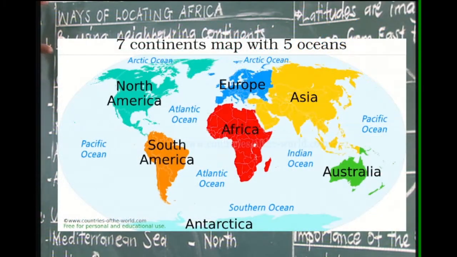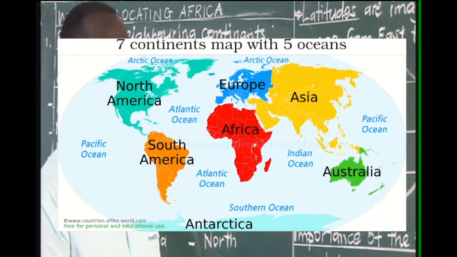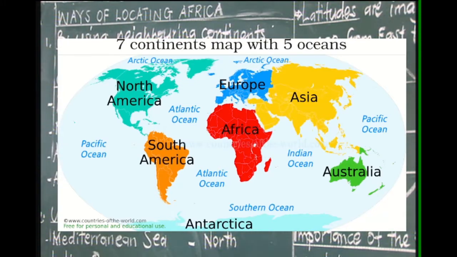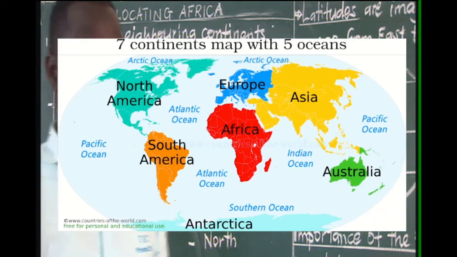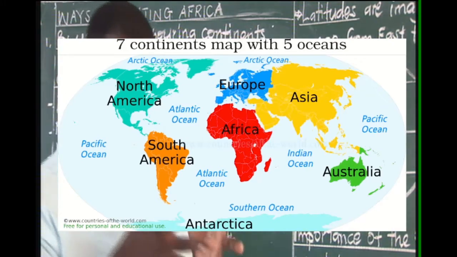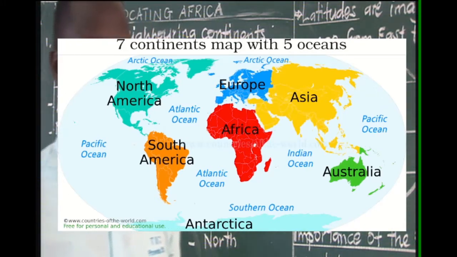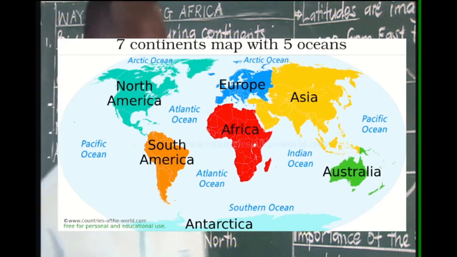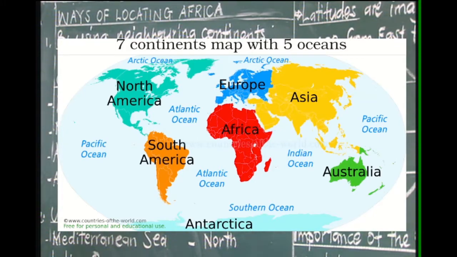So it means we can locate Africa by using the neighboring continents. Which continents neighbor Africa? We have said in the north we have Europe, in the west we have North and South America, in the east we have Asia and Australia, then in the south we have Antarctica. Which means if we know where those other continents are, then we can automatically find that Africa is in the center of those other continents.